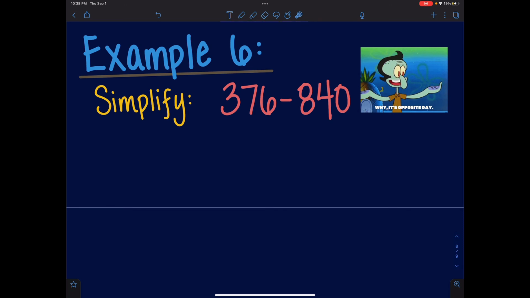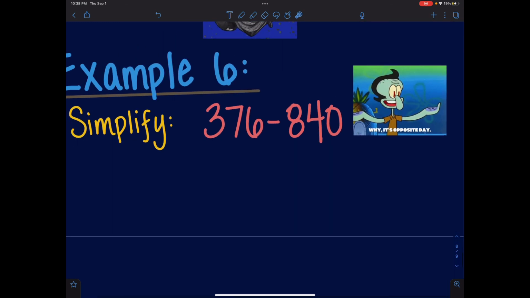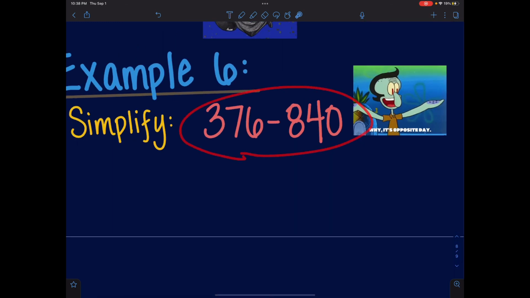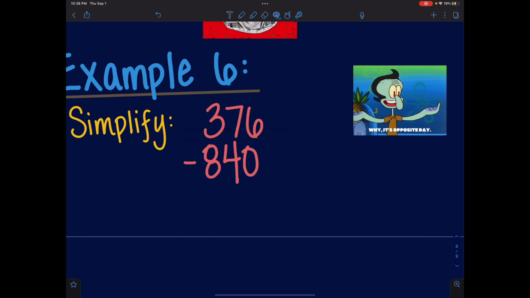Let's do example 6. This one's going to be a little interesting because it has bigger numbers in it, right? So example 6 is to simplify. Whenever they say simplify, that means solve it. And Squidward's going to help us out because it's opposite day. So if you look at these numbers, you're like, how am I going to subtract that? Because I'm clearly going to end up with a negative number. So how do we do a problem like this?